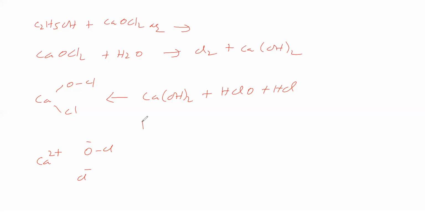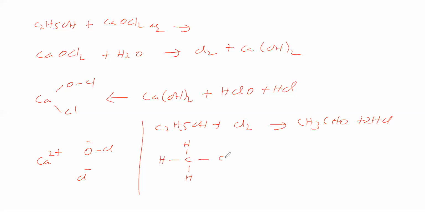Then the next step, this ethanol. We will take C2H5OH. It reacts with Cl2 to give acetaldehyde and HCl. So how the reaction takes place, that we will see. Now we will take ethanol, CH3CH2OH. Ethanol we have taken. Then we will take chlorine. Chlorine we have taken like this.